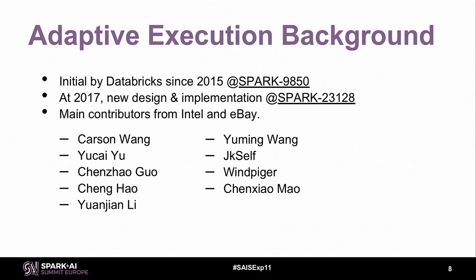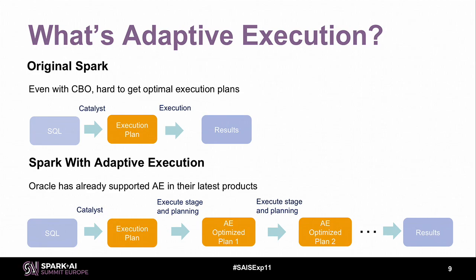Let's start with adaptive execution. Adaptive execution was initiated by Databricks in 2015. And in 2017, we created a new design and implementation of adaptive execution. The main contributors are from Intel and eBay. So what is adaptive execution? In the original Spark, the user query will be translated into the execution plan by Catalyst, and then after the execution, we get the results.